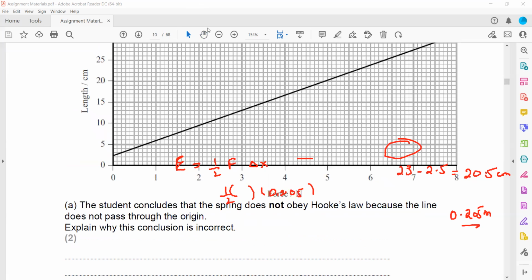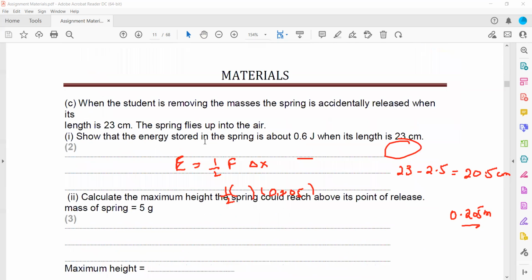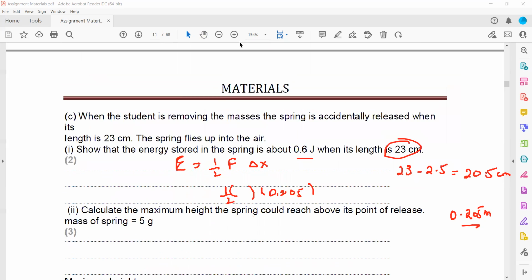So length 23, each square is representing 1, so 21, 2, and 3. So that is 5.8. Using the graph, we work out that the force is equal to 5.8. So we'll substitute 5.8 here. 5.8 multiplied with this will give us how much energy is stored. That is about 0.59 joules.